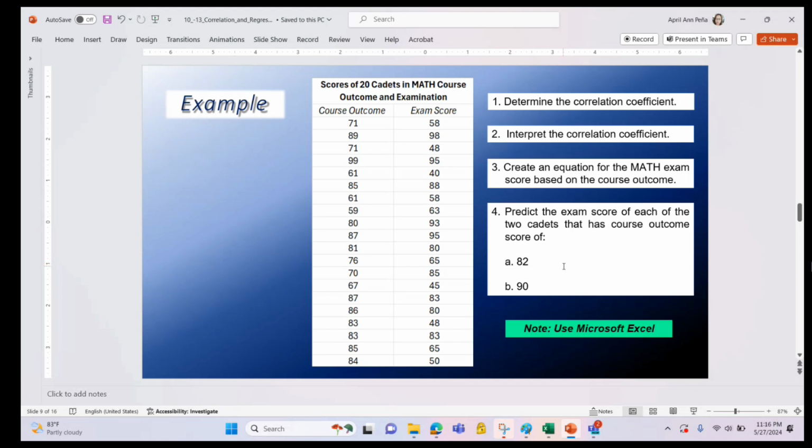We're going to predict the exam score. The first one has a score of 82 in the course outcome. The other one has a score of 90. So if we know their scores in the course outcome, then we can actually predict what will be their score in the major examination. What will be their score in the major examination?